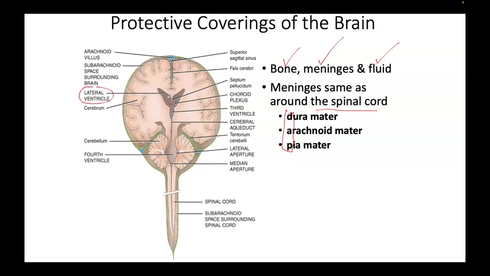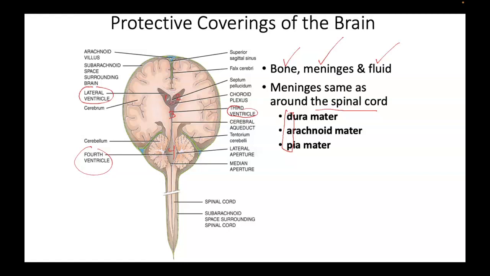So you can see the lateral ventricle here. This is lateral ventricle 1, and this is lateral ventricle 2. Here's the third ventricle. That's 3. And then we have the fourth ventricle, right here is 4.